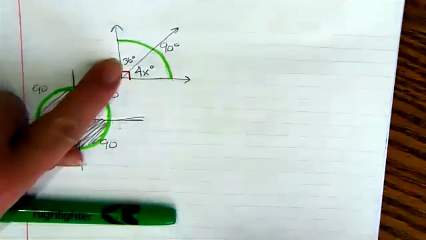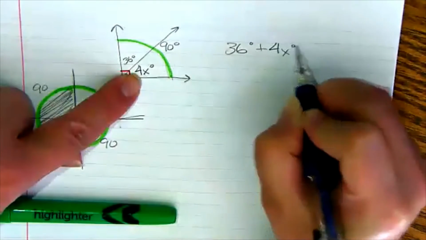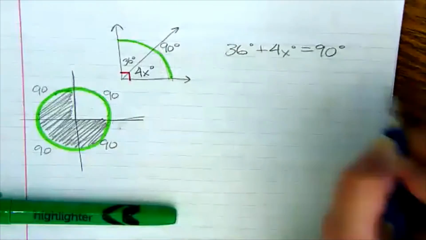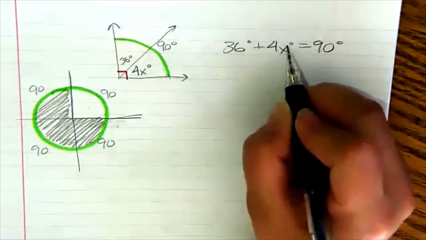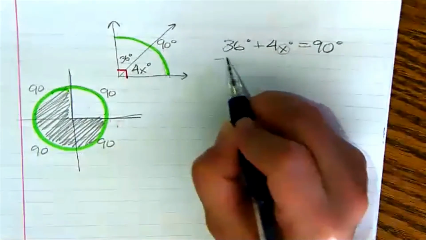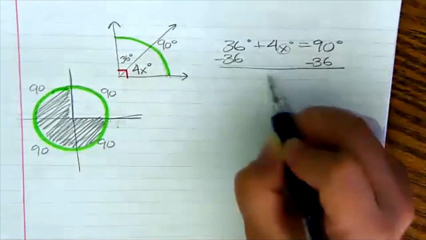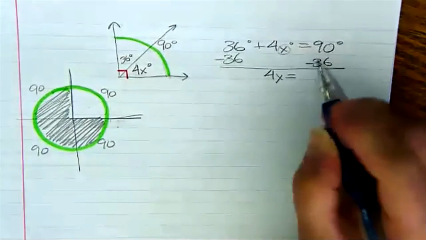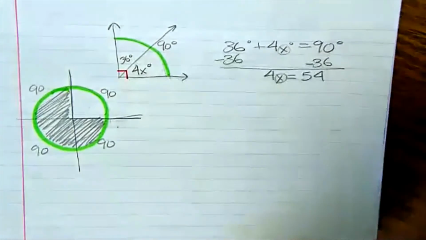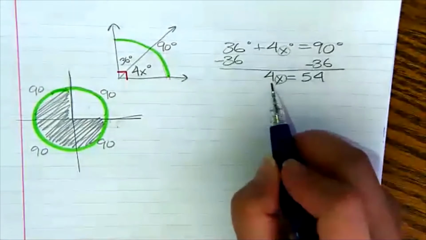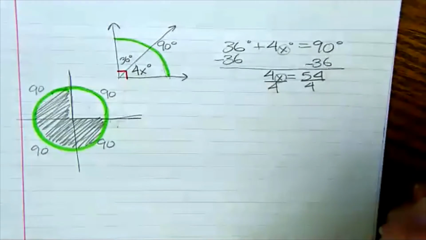Well, knowing that, we can now say 36 degrees plus 4x degrees equals 90 degrees. And at this point, it's basic algebra. I want to isolate my variable. So I'm going to subtract 36 from this side. What I do to one side, I must do to the other. I still want to isolate my variable, so I want to get rid of this times 4. I'm going to divide by 4. What I do to one side, I must do to the other.